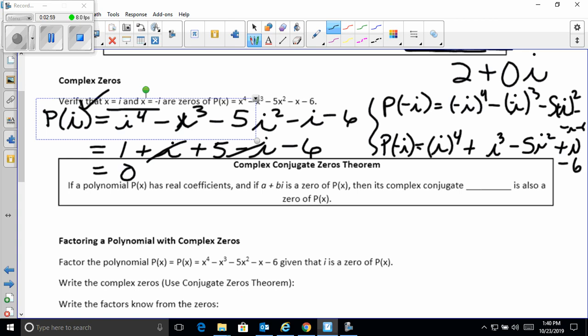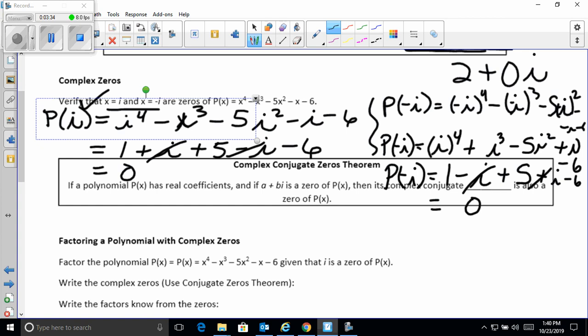So now I can go and just evaluate the i's, just like we did on the previous problem. So i to the 4th is 1. i to the 3rd is negative i, so minus negative i. This is going to be plus 5, because i squared is a negative 1. Then we have plus i minus 6. So if I add that up, the i's cancel, 6 minus 6 is 0. So yes, it also is a 0.